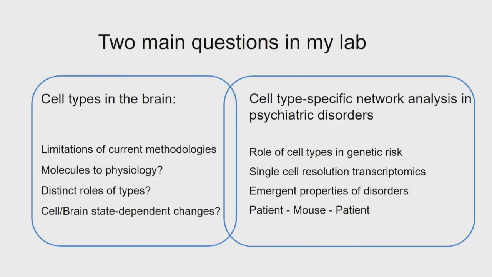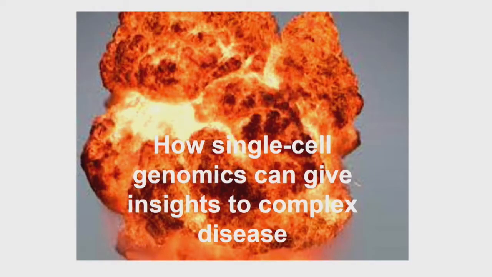So my lab now, one side of the lab is really trying to find the limitations of the methodologies from the neuroscience perspective. And the other one is to see whether we can use this kind of transcriptional information to say something about psychiatric disorders. This is a slide of the field of single-cell biology. It's exploded. There are thousands of papers over the last 4 years. Now we ask the question, how can we use this to gain some new insights on complex disorders?